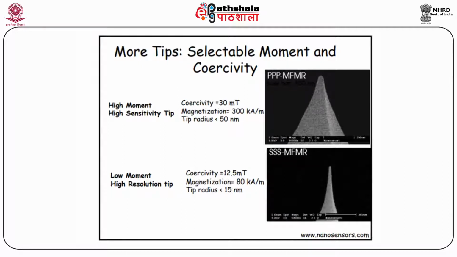More tips on selectable moment and coercivity. High moment and high sensitivity tip: we have coercivity 30 mT, magnetization of 300 kA/m, tip radius 50 nanometers. Similarly, we have low moment, high resolution tips: magnetization of 80 kA/m, tip radius 15 nanometers, and coercivity 12.5 mT. This has been given in this diagram.